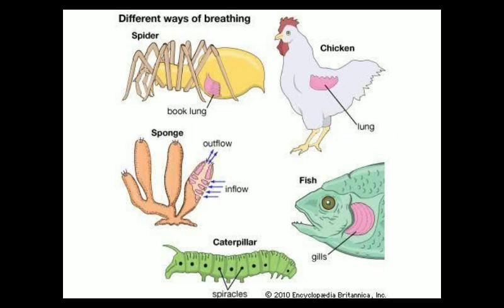The sponges, the poriferans, have simple pores present in their body by which they can perform the exchange of gases. The caterpillar possesses minute pores in its body, known as spiracles, and through these spiracles the exchange of gases takes place. In fish, they possess gills by which the exchange of gases takes place.